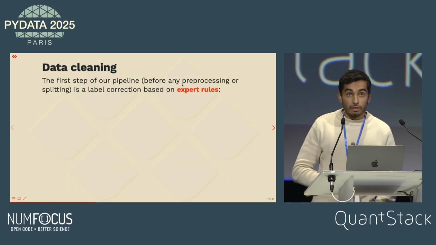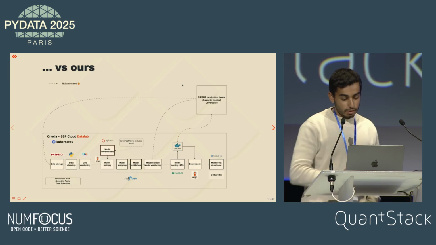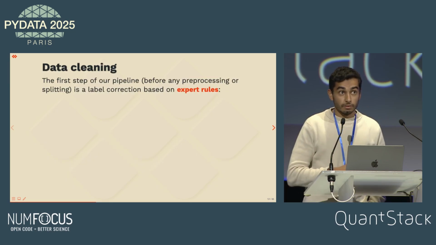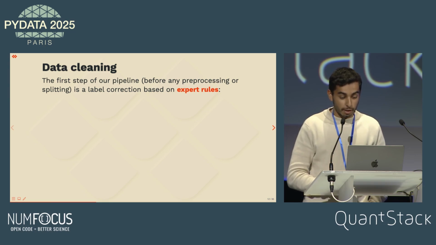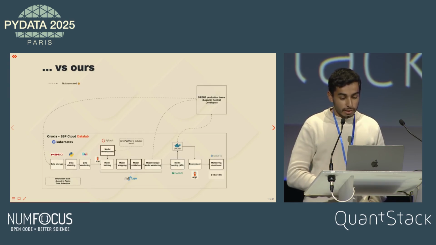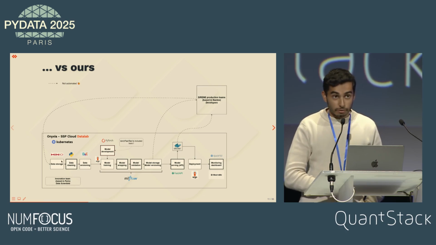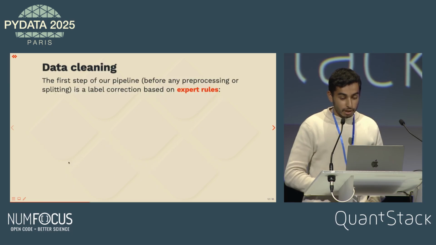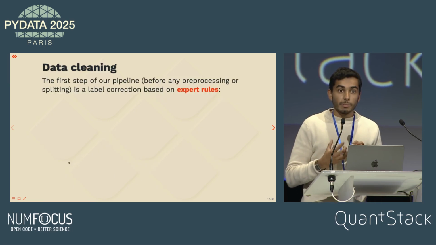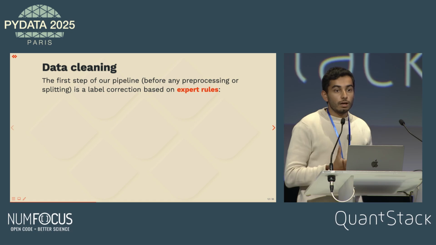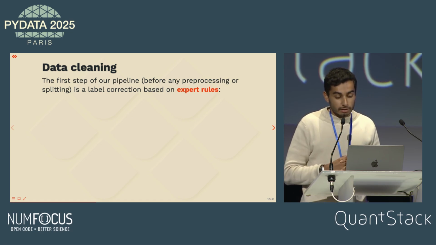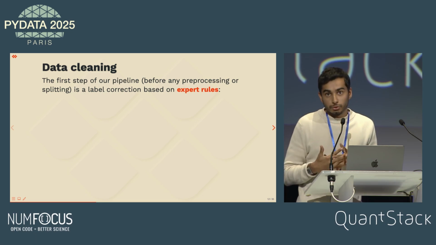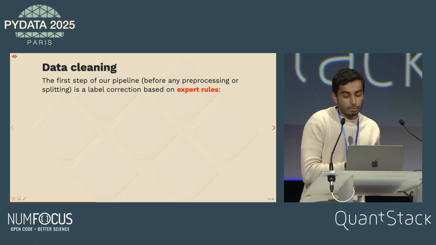So first, the first block that I underlined here, it's data cleaning. This is a very critical step in our pipeline at the beginning. It's basically when the data comes back from the production teams, you store it, of course, but then you have to clean it because the data is coming from another ML model, which might not be as reliable as we want. So we need to use expert rules to clean the data before training a new model.